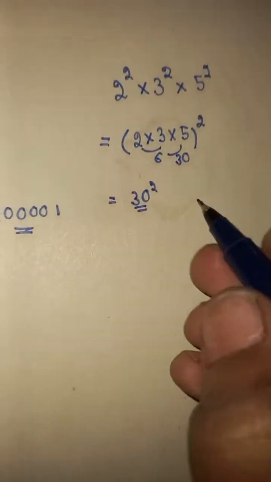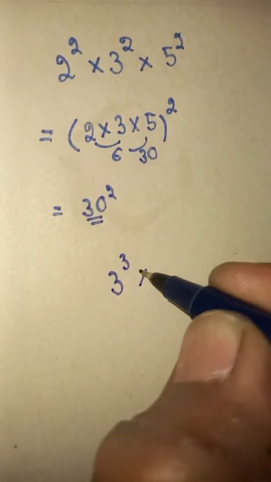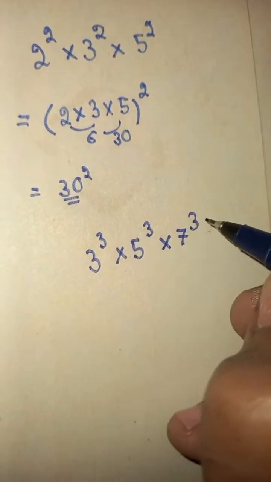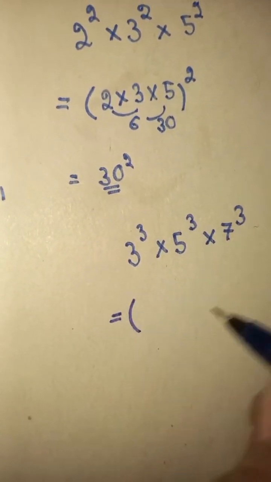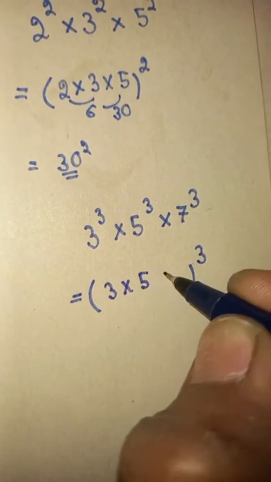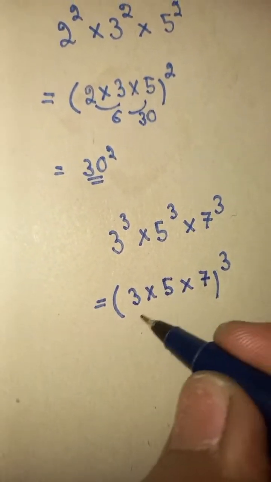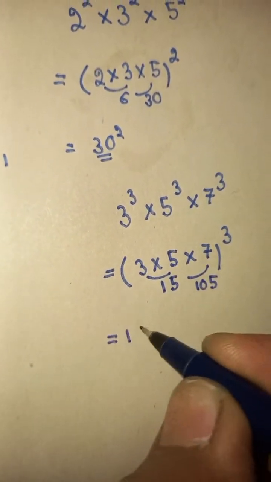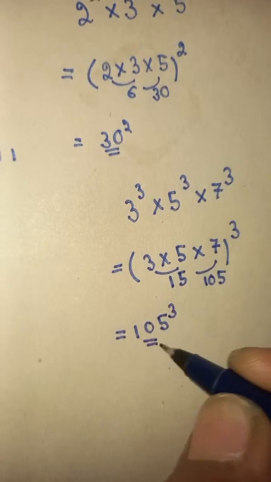Here let's take one more number. 3 cube times 5 cube times 7 cube. Here in all of them, cube is the common power, so take cube there and multiply the inside terms. 3 times 5 times 7. 3 times 5 is 15. 15 times 7 is 105. It is 105 whole cube.